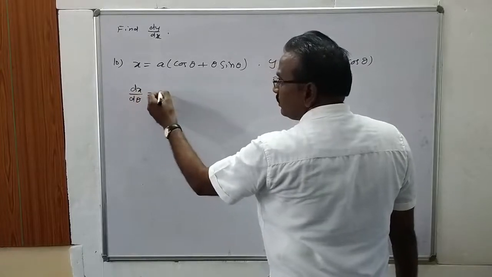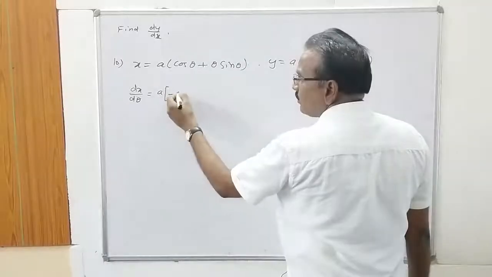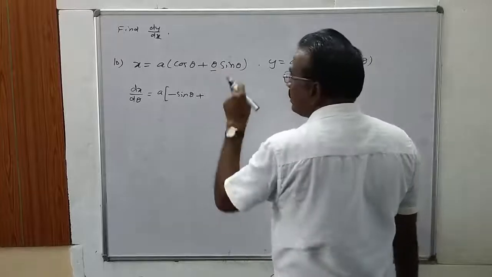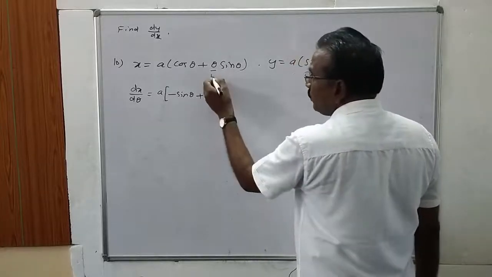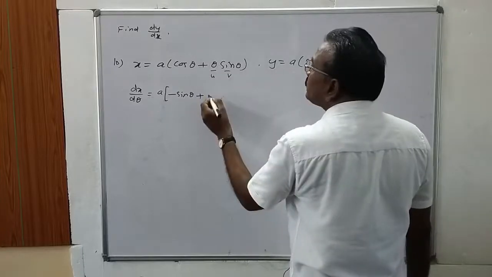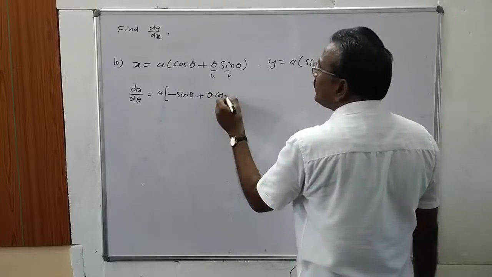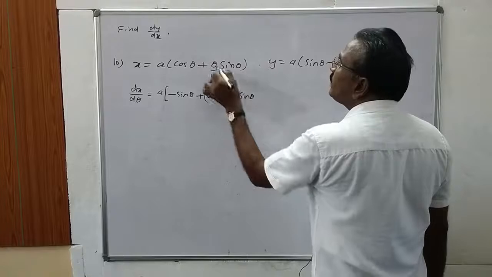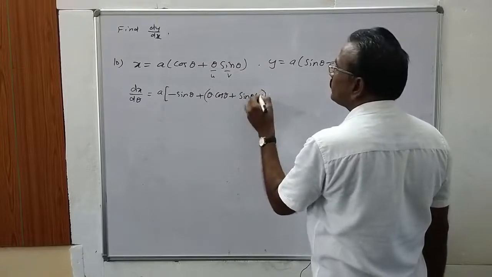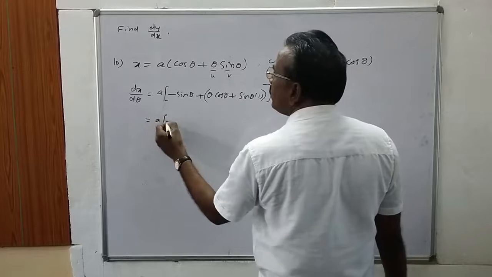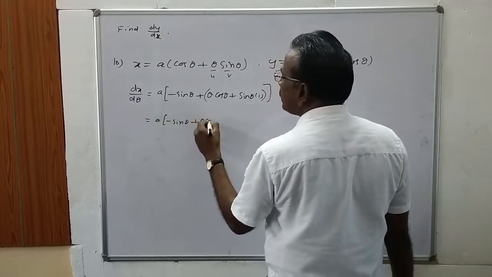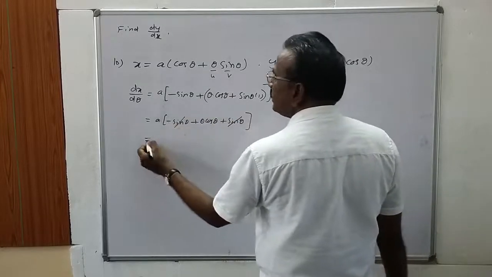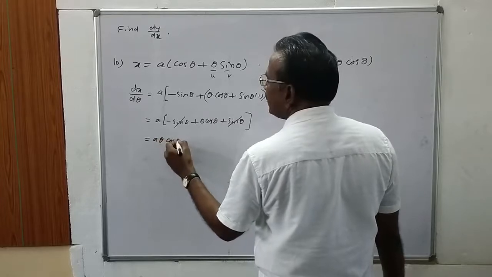dx by d theta is equal to a into derivative of cos theta, which is minus sin theta, with respect to theta, plus u into v, where theta is one function and sin theta is another function. Using product rule: first function theta into derivative of sin theta, which is cos theta, plus sin theta, the second function, into derivative of theta with respect to theta, which is 1. So that is a into minus sin theta plus theta cos theta plus sin theta into 1. Minus sin theta plus sin theta cancel. That is a theta cos theta.